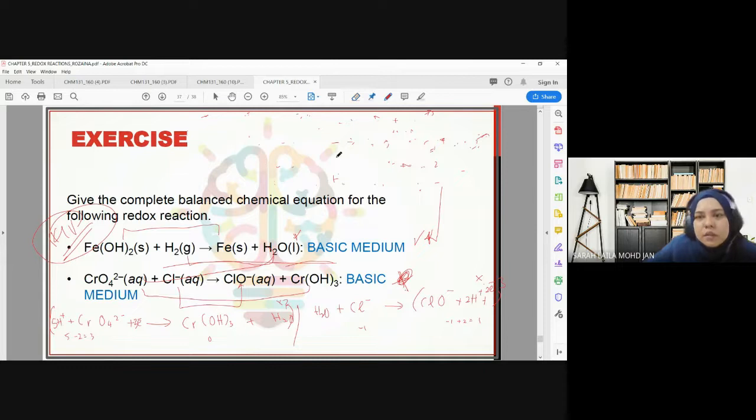Okay. So, 3 darab 2, 10 H plus. Tambah 2 CrO4 2 negatif. Tambah 6e, hasil dia 2 Cr(OH)3, tambah 2 H2O. Yang ni pula 3 H2O tambah 3 Cl negatif. Hasil dia 3 ClO negatif. Allah, comotnya. Tak nampak ni.